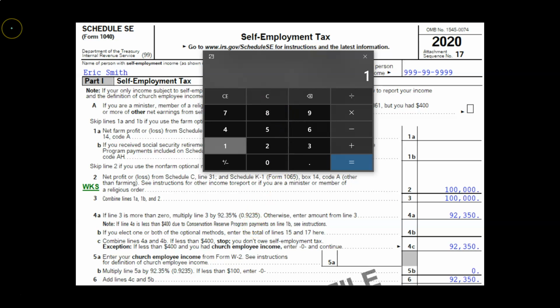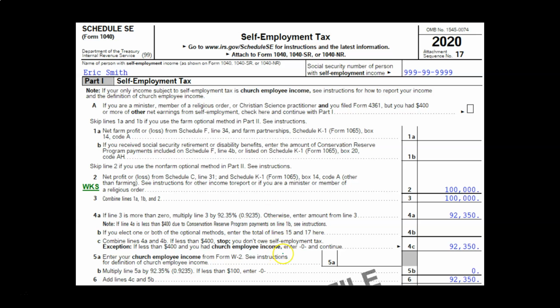So we're taking the Schedule C income, 100,000 times 0.9235 to bring it down to that 92,350 there. Otherwise, enter the amount from line 3. If line 4 is less than 400 and so on. If you elect one or both of the optional methods, enter the total of lines 15 and 17. Combine lines 4A and 4B. So there's the 92,350 here.